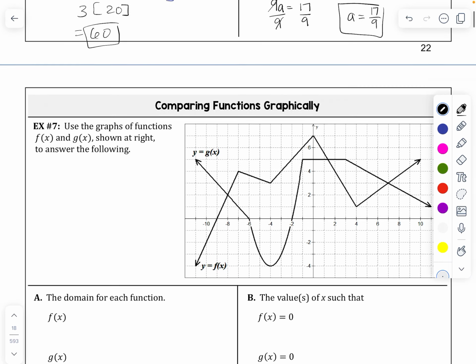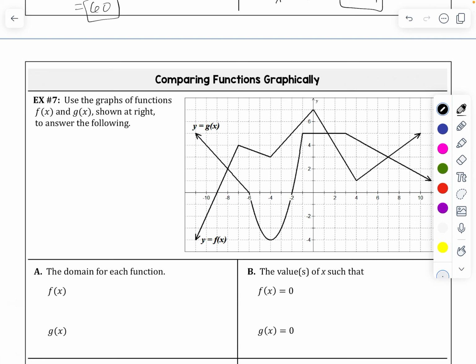Okay, let's talk about comparing functions graphically now. It says use the values of function f and function g at the right to see what's going on at the following. A couple of things I want you to notice. There's a couple places where these graphs intersect each other. Here's f of x, and here's g of x. There are a couple of different places where we see intersections. I see an intersection here, here, and here, and at those intersections, the graphs change how they are in relationship to the other graph.